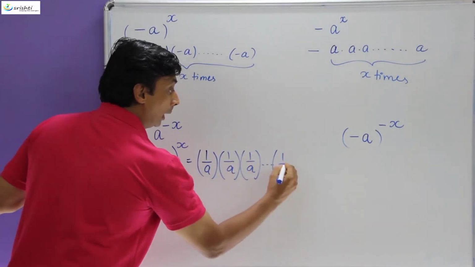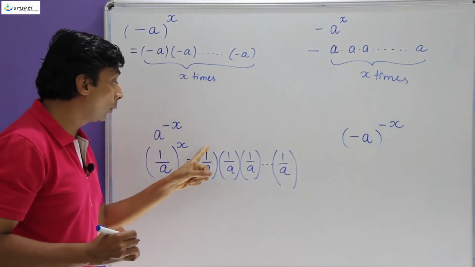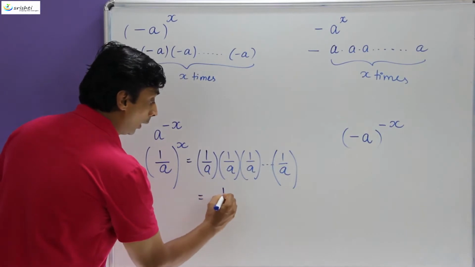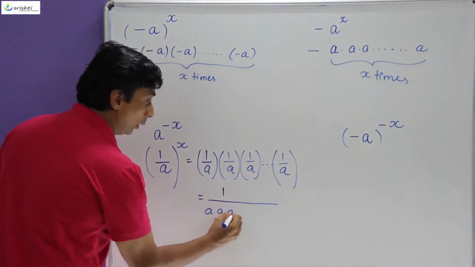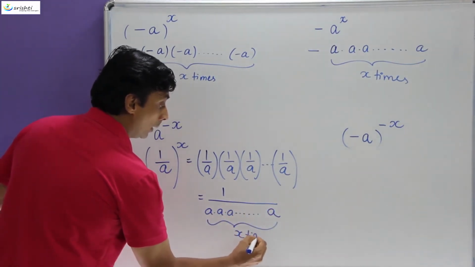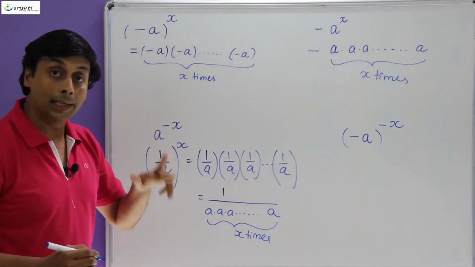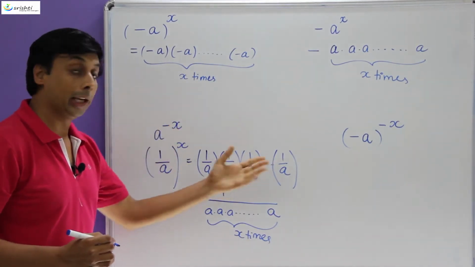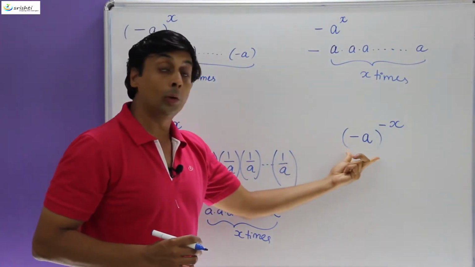How many times would you multiply this? You would multiply this x number of times. Now the numerator is 1 into 1 into 1 into 1, which is always going to remain 1, and therefore you can also write this as 1 multiplied by a into a into a into a. How many times? You would have x number of times. So this is how you deal with exponents when the power is negative. You find its reciprocal, you eliminate the negative part of the power, and then you evaluate exponents as you do normally. Now what do you think is going to happen over here?